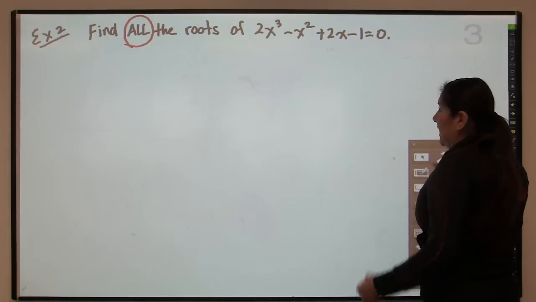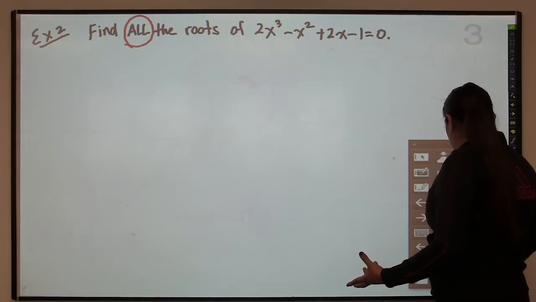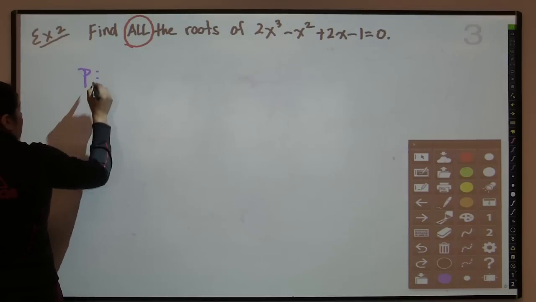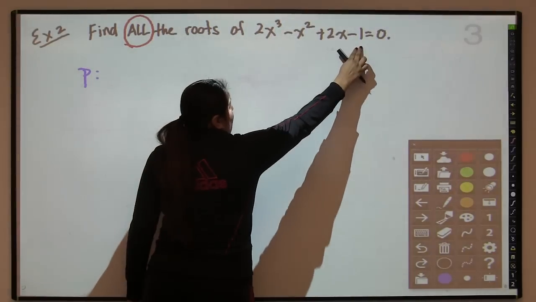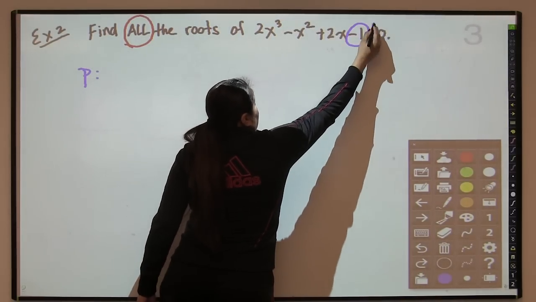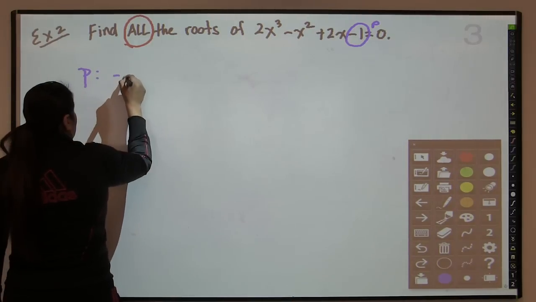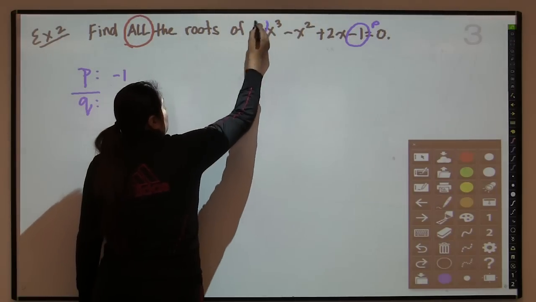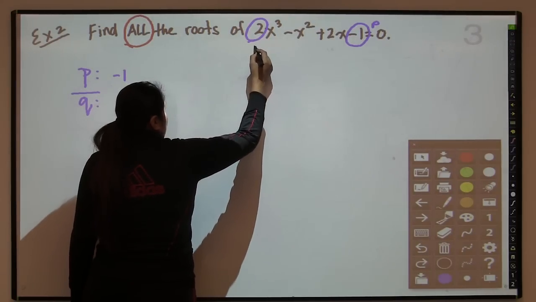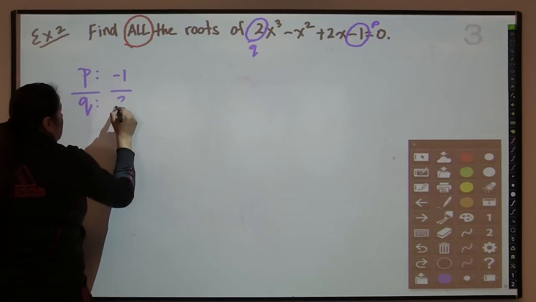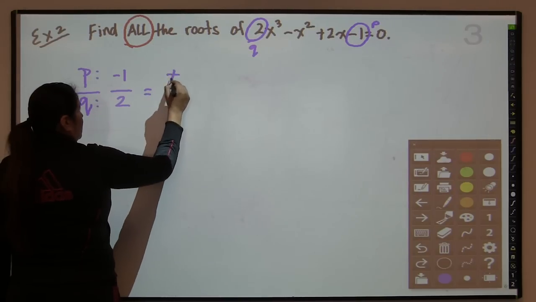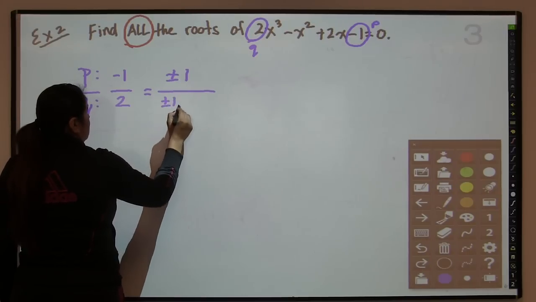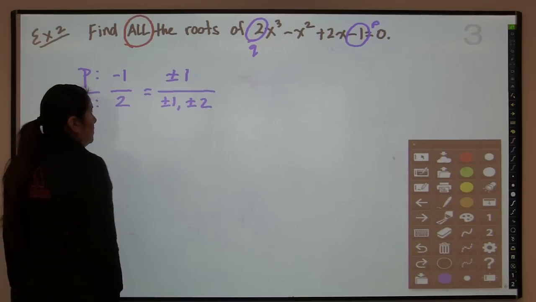So what's going to happen is I am going to do that. Again, we're going to do P over Q. Remember that P is the constant term, which in this case is negative 1. There is my P. And divide that by Q, which is the leading coefficient. So there's my Q. So now we want the factors of 1, which in this case is just plus or minus 1, and the factors of 2, plus or minus 1, plus or minus 2.